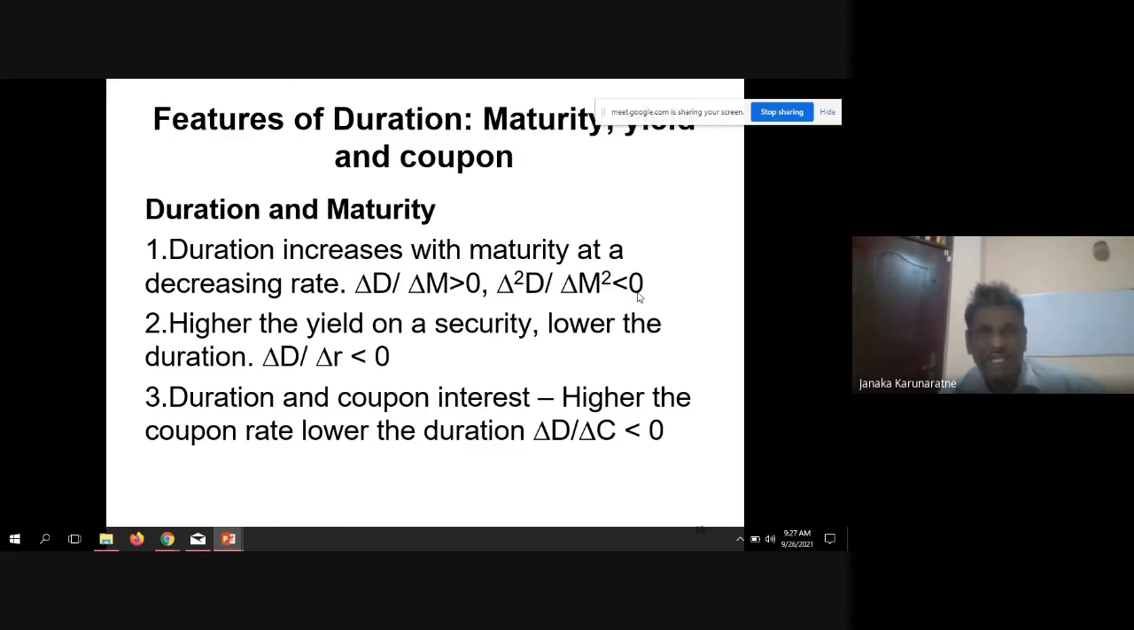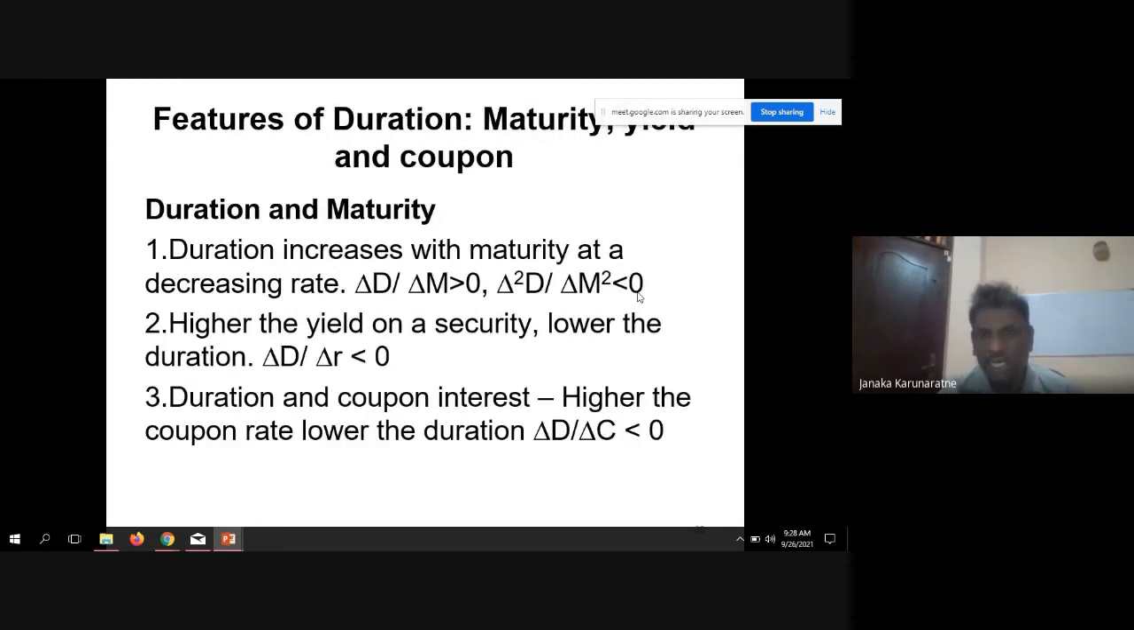However, the higher the yield on a security, the lower the duration. When the yield on an instrument is higher, the duration is lower: the first differentiation of delta D over delta R is less than 0. Similarly, the higher the coupon rate, the lower the duration. Higher the coupon rate, lower the duration, right?